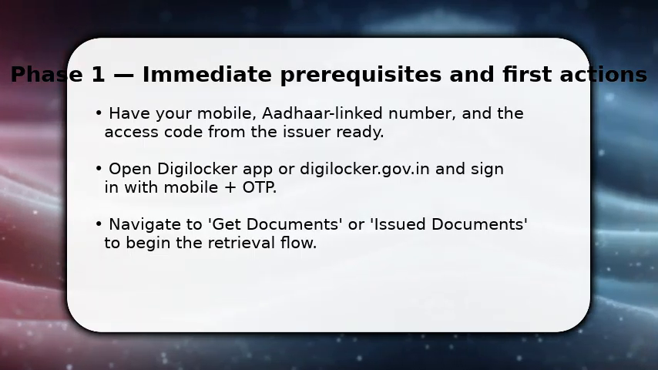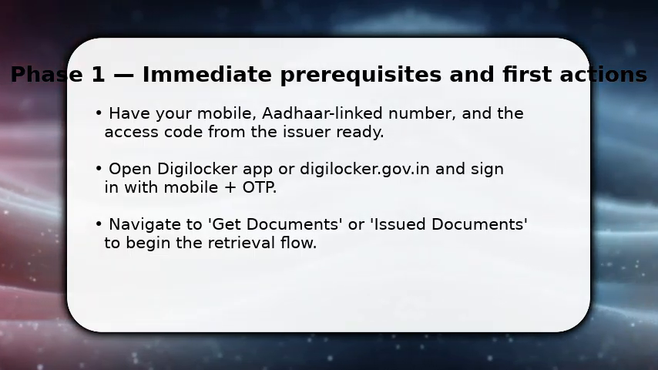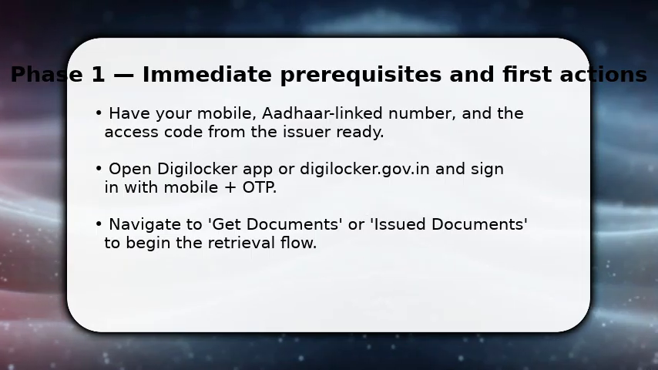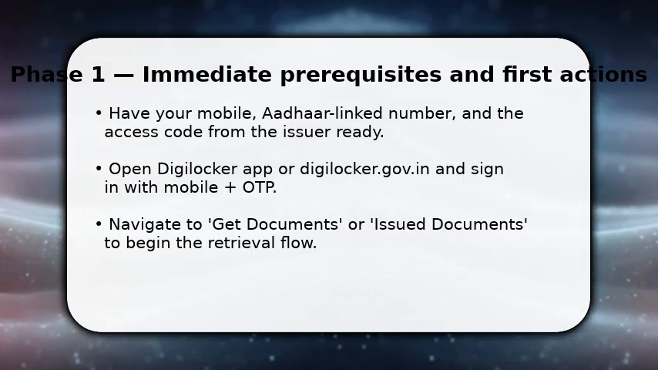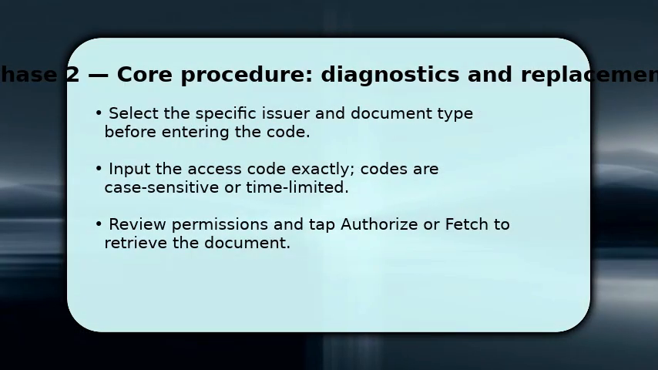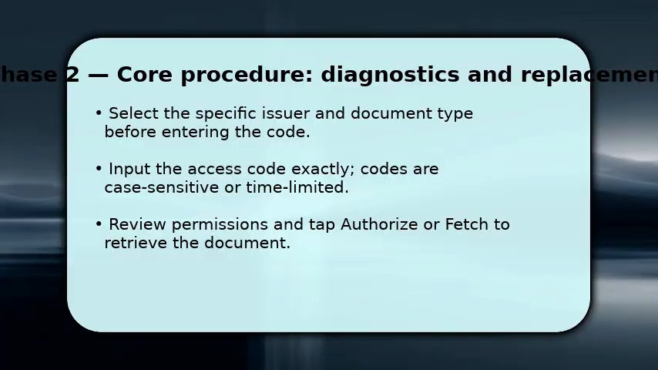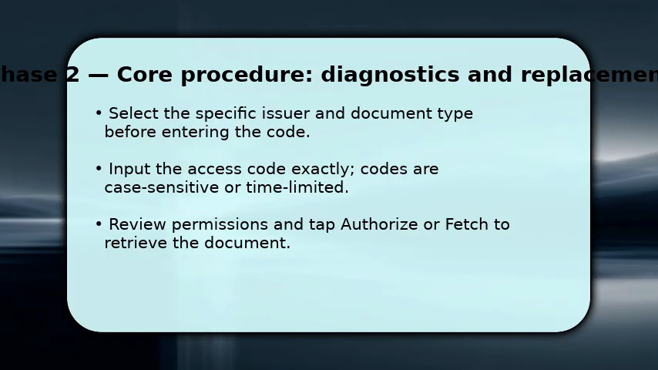Make sure to pick the correct issuer or document category. Otherwise, the access code won't match the request and you'll need to restart. You now pick the issuer and the exact document type the access code targets because Digilocker ties codes to those fields. Once selected, carefully enter the access code. Small typos break the link and many codes expire in minutes.